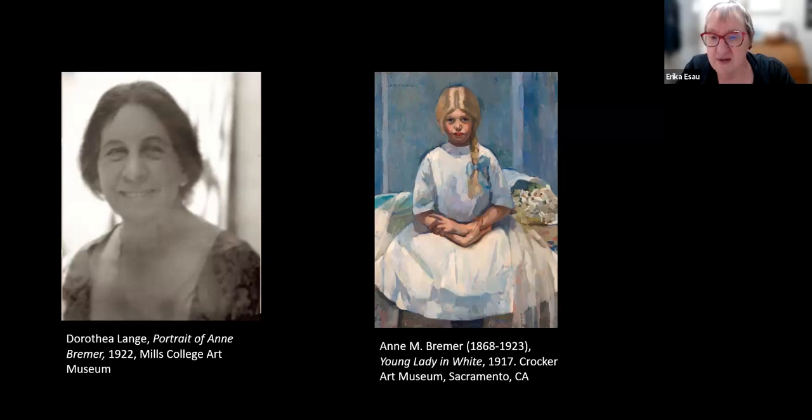This image, the painting that I have up here from 1917, shows the style that was considered very masculine and progressive at the time. She was considered the most progressive artist in San Francisco at this time. She was born in San Francisco into one of the leading families of the city's Jewish community.